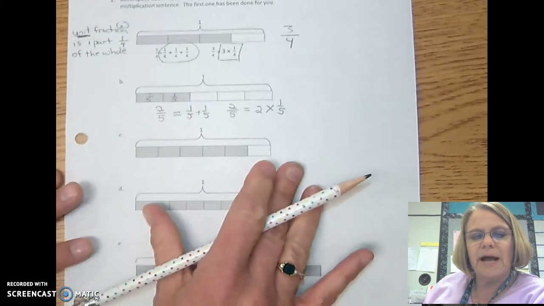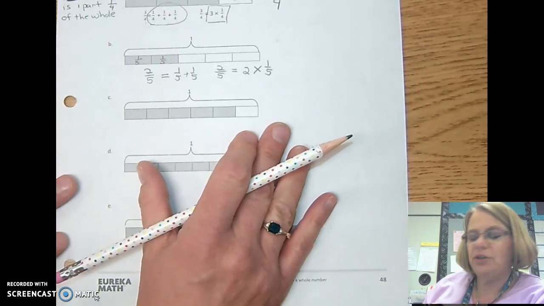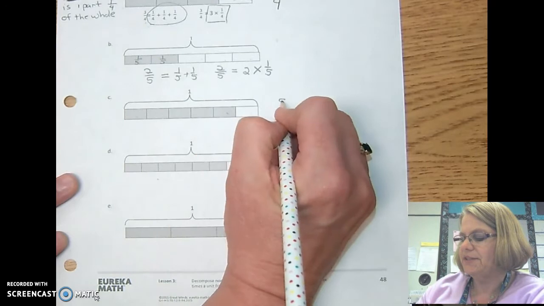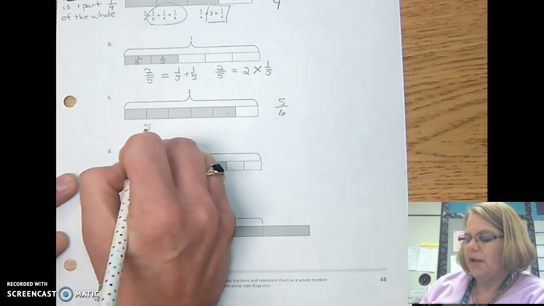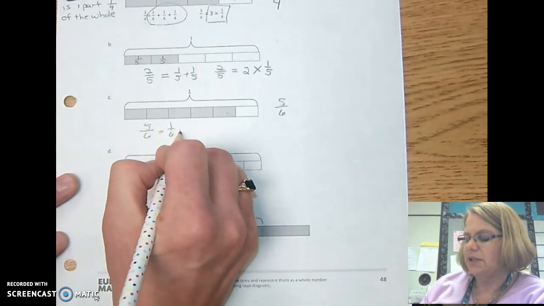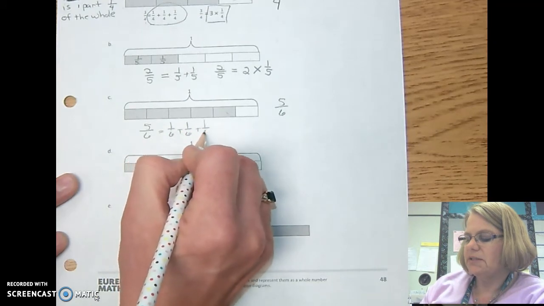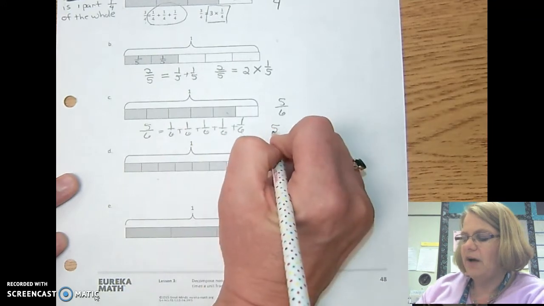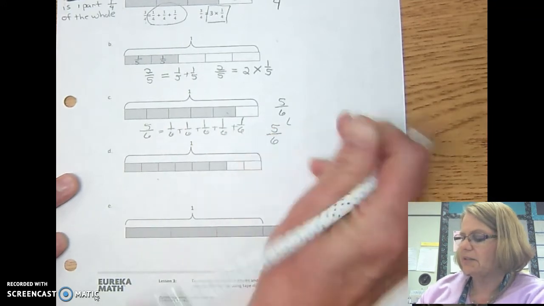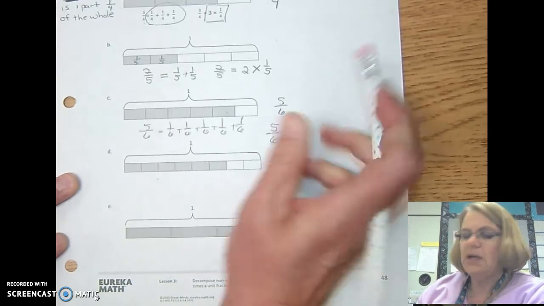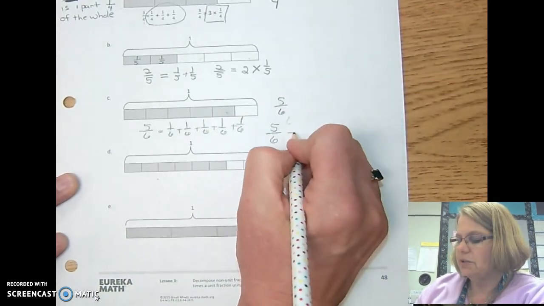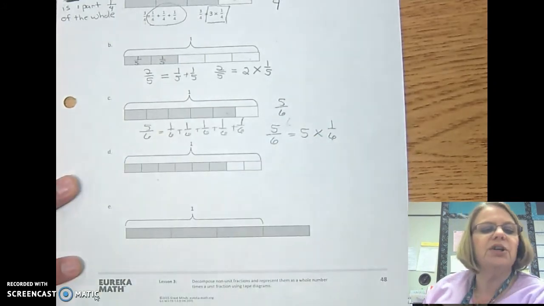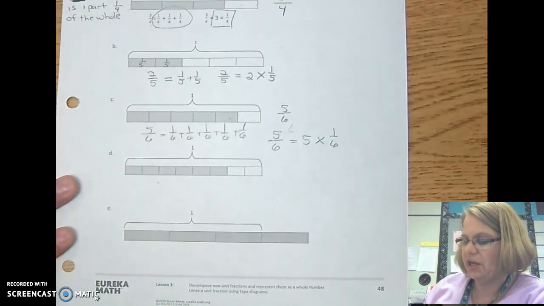Okay, welcome back. I'm going to do C and D with you now. 1, 2, 3, 4, 5, 6. So this is 5/6. 5/6 equals 1/6 plus 1/6 plus 1/6 plus 1/6 plus 1/6. Or we can say 5/6 equals 5 times 1/6. That's what you should have written down for C.